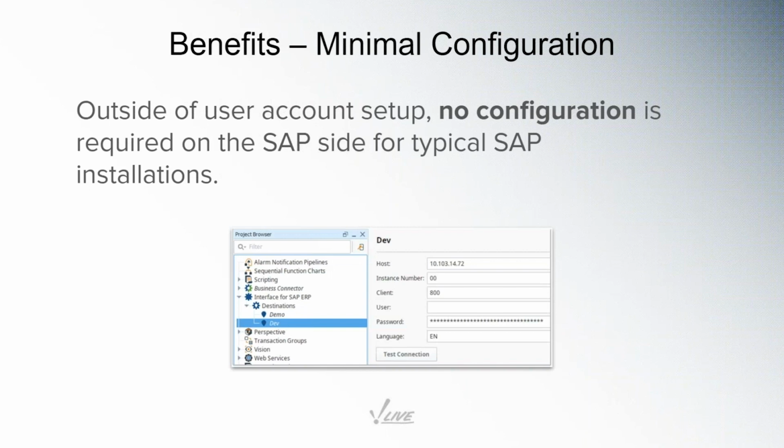Just highlighting some of the benefits here, you do your initial account setup, and then otherwise, all the configuration, all the charts, all the business logic, all the mapping, all happens within the Ignition ecosystem. So you're not having to involve your SAP team. All you need is a user account that is properly licensed and authorized to access the system. Everything else happens within the Ignition system.